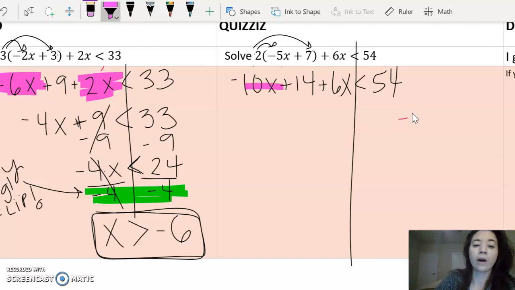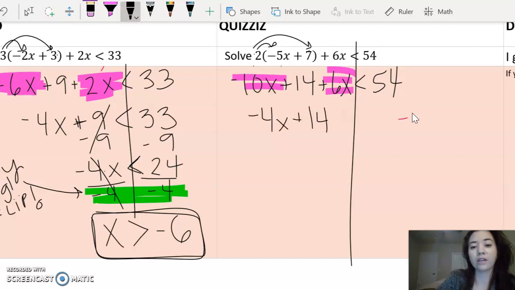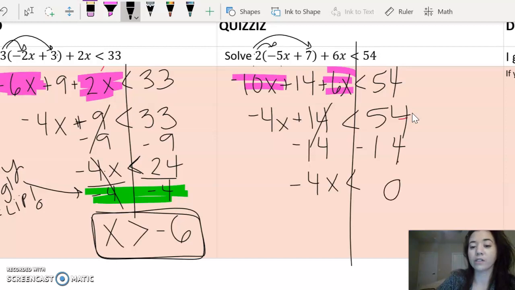From here we can combine the things that have x's in them. Negative 10 plus 6 is negative 4x, plus 14 is less than 54. Get rid of that 14 first because that's the thing being added. Negative 4x is less than 5. 4 minus 4 is 0. 5 minus 1 is 4.